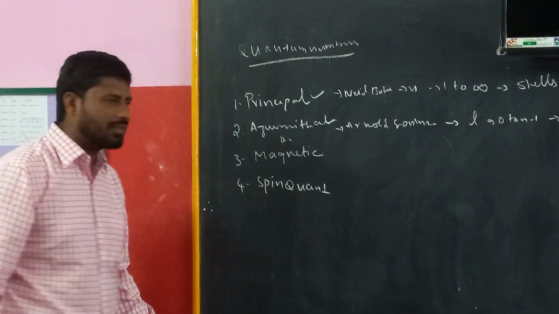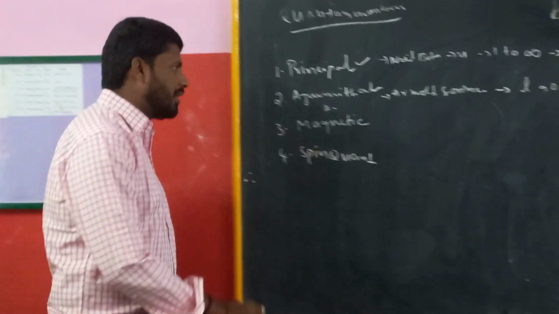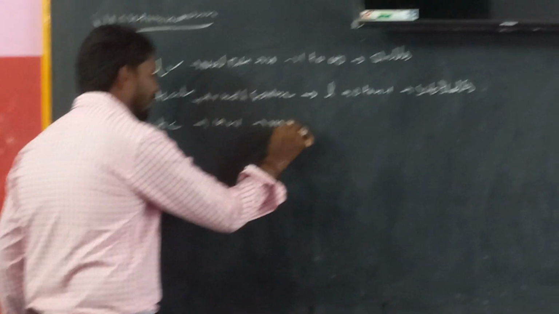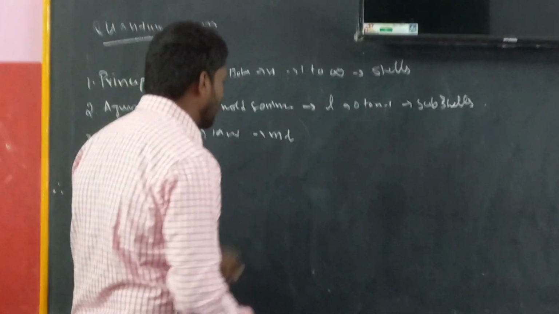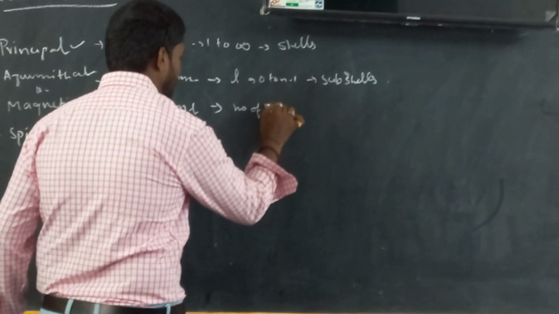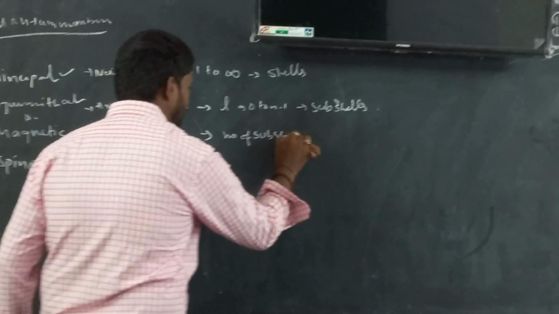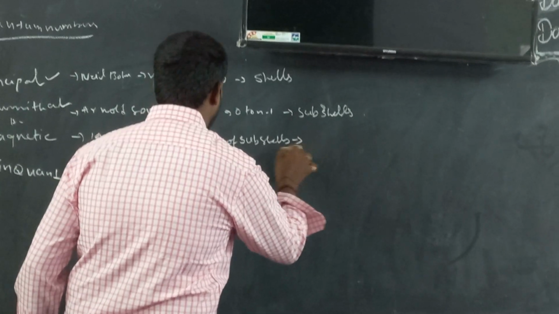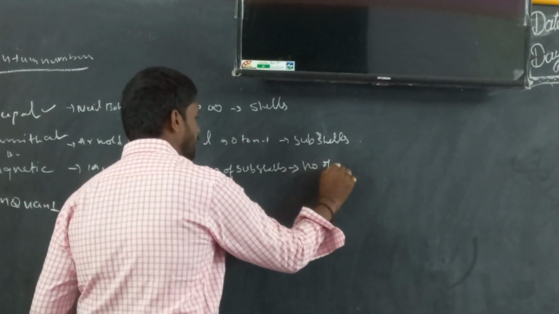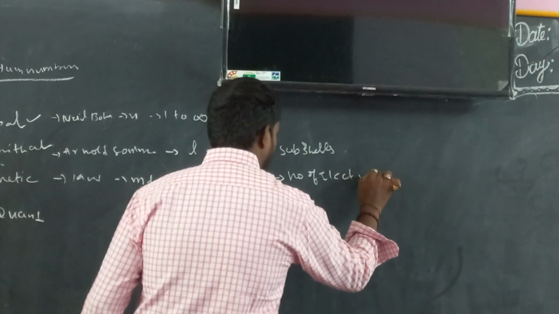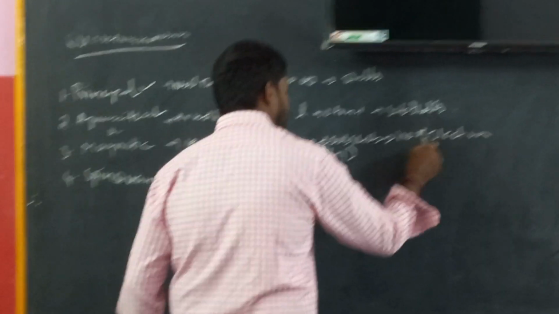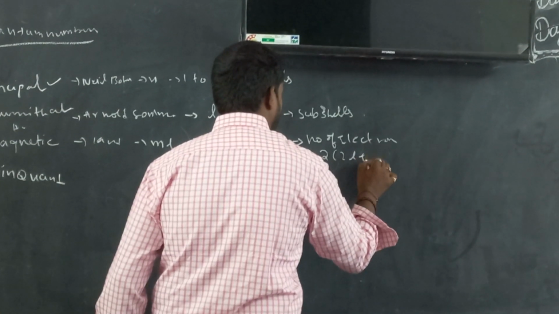Magnetic quantum number, which was invented by Landé. It is denoted by ml. It gives the value of the number of subshells and the number of electrons. The formula is 2l plus 1 for finding the number of subshells, and the number of electrons is 2 into (2l plus 1).